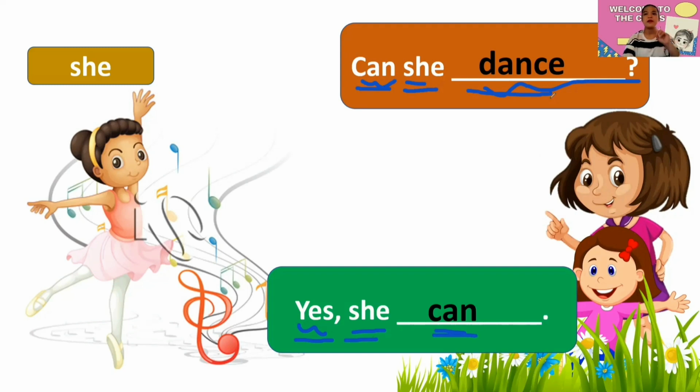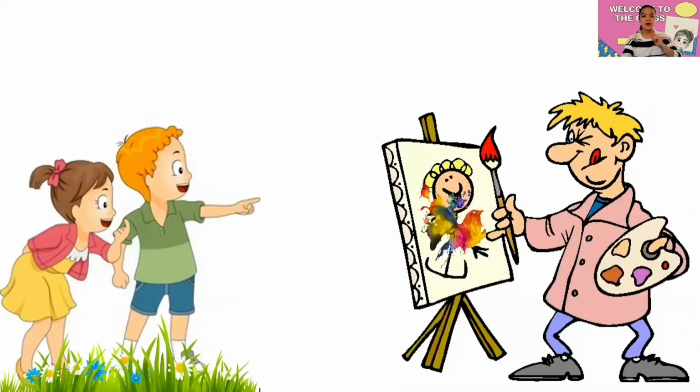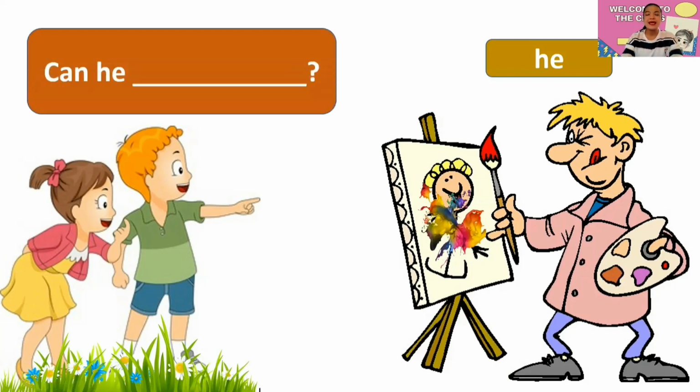Very good. Let's proceed with our second example for our review. How about this one? We only tackled he or she. The first picture talks about she. Now we are going to emphasize he, only one boy. So we say that this boy is he. Now, the question will be, can he? What vocabulary could complete the question? Paint. Perfect. The question will be, can he paint?